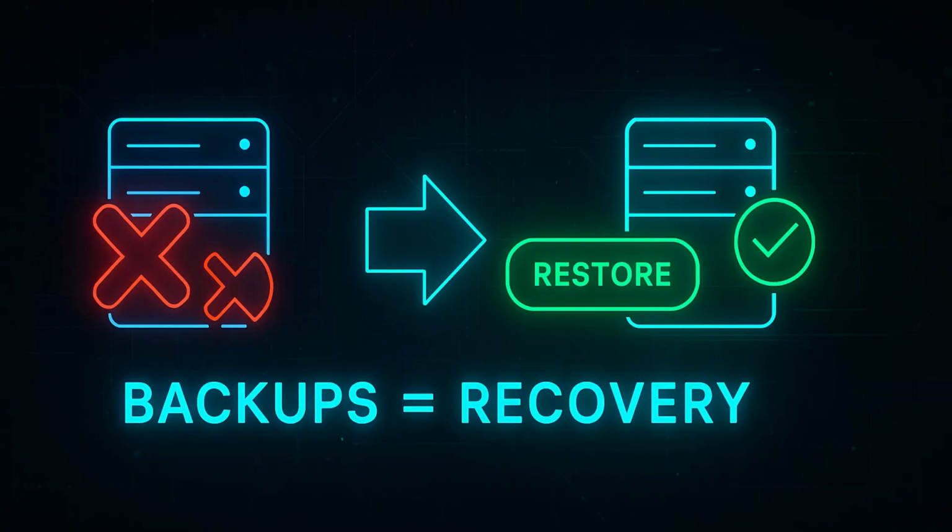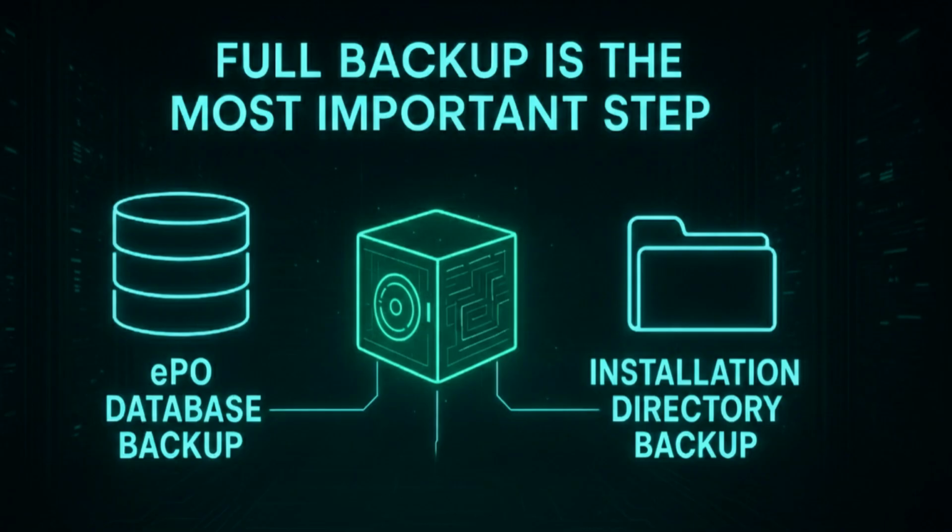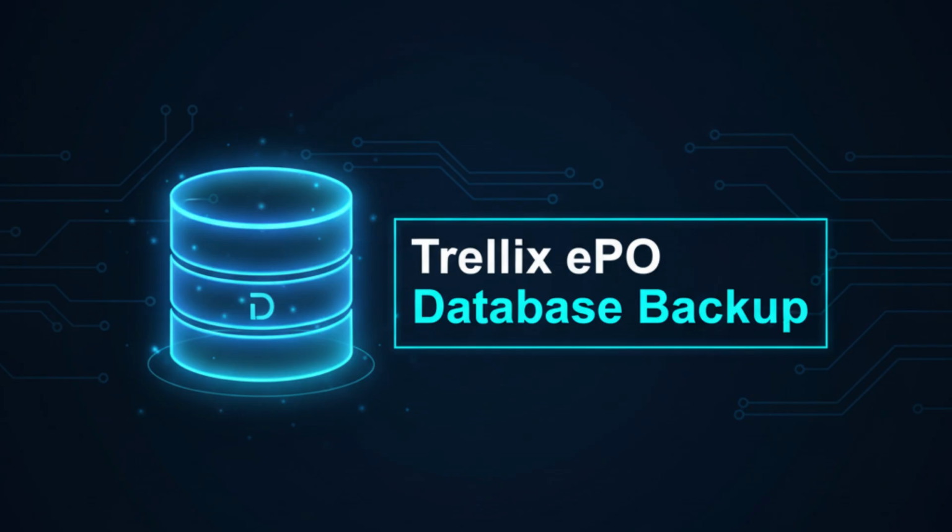Upgrades sometimes may fail due to environment issues, misconfigurations, or power interruptions. Without a backup, a failed upgrade could corrupt your database or break your installation. But with a backup, you can roll back and restore your EPO server quickly without losing critical security data. So let's start with the SQL database backup.